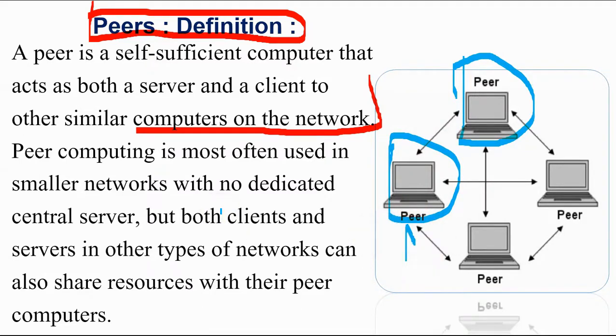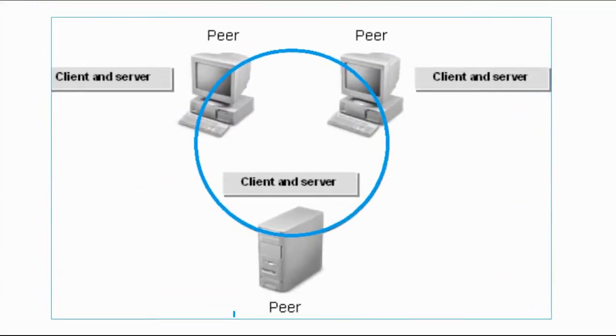And peer computing is most often used in a smaller network with no dedicated central server, but both client and server in other types of networks can also share resources with their peer computers. So guys, nothing to go in deep. Just very simple. A peer computer has the capability of two machines, basically, just like one server and client. For example, you can see this is an example.